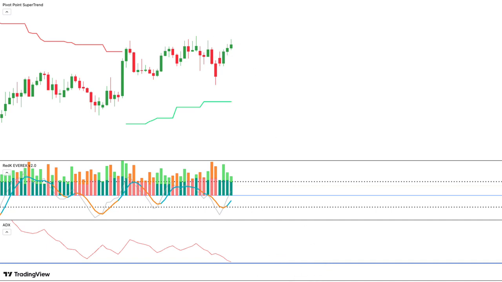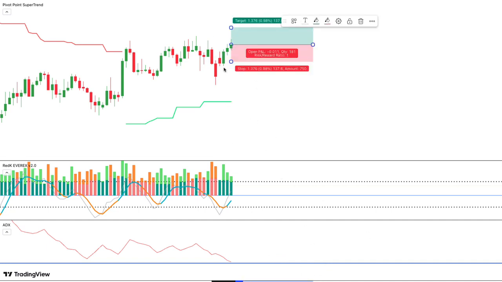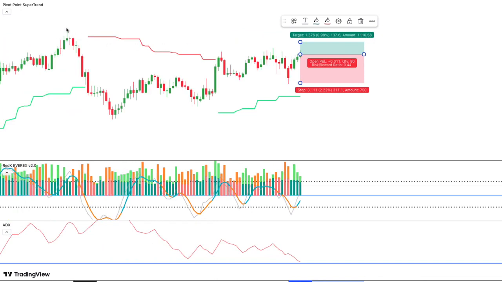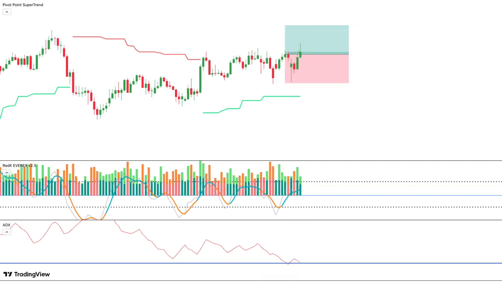Because of all of these signals, let's enter into the buy position here. We'll be placing the stop loss at the recent swing low. For the take profit, we'll be targeting a recent swing high, aiming for a risk to reward ratio of at least 2. Now let's see how the trade plays out.